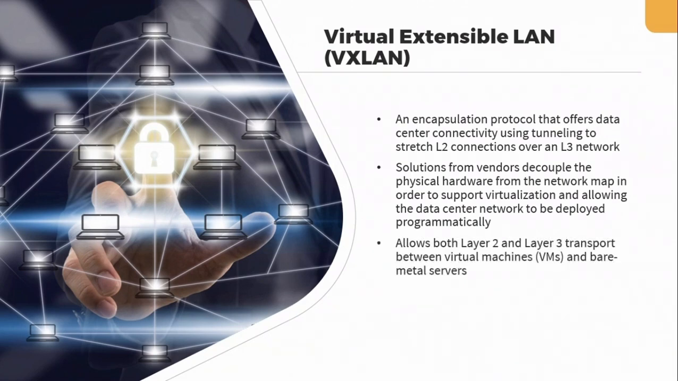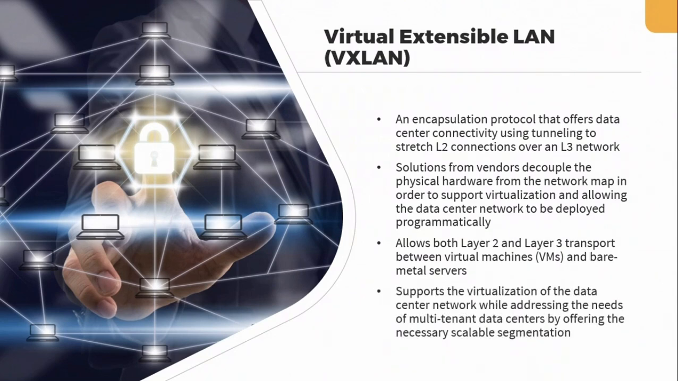It allows both Layer 2 and Layer 3 transport between virtual machines and the underlying Type 1 bare metal servers. VXLAN supports the virtualization of the data center network while still addressing the needs of multi-tenant data centers by offering the necessary scalable segmentation. In other words, now the VLAN identifier is a 24-bit field.